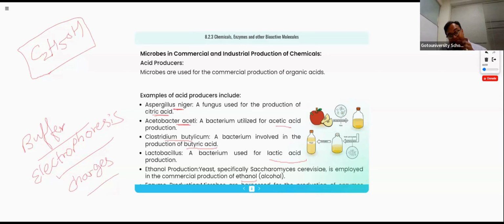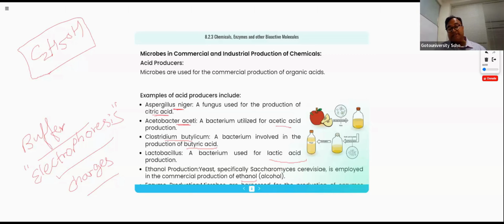Electrophoresis is executed with the help of a buffer. Are you getting my point or not? So now what we need to understand is that acetic acid is used for buffer preparation. Like this I told, but acetic acid alone is not sufficient. I need to make sodium acetate also. So sodium acetate and acetic acid are used together for making the buffer solution.